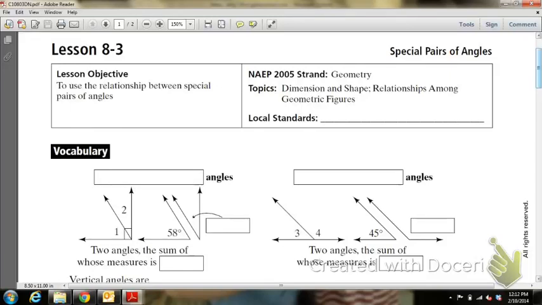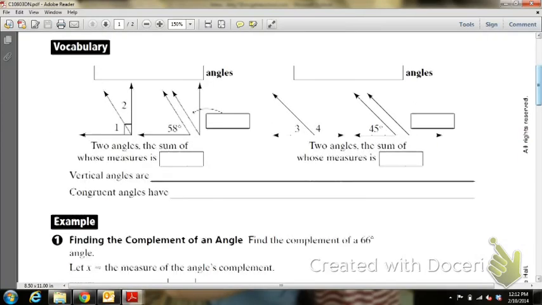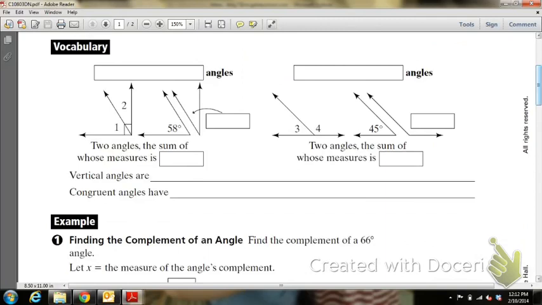In Lesson 8.3, we're going to talk about special pairs of angles. So we've got to introduce some new terms. First, we're going to talk about complementary angles. And complementary means the sum of their measures is 90 degrees.